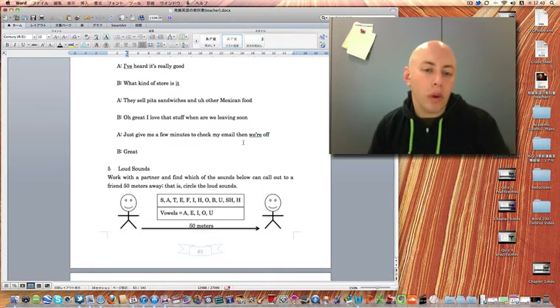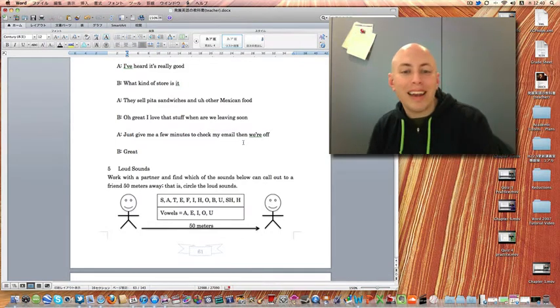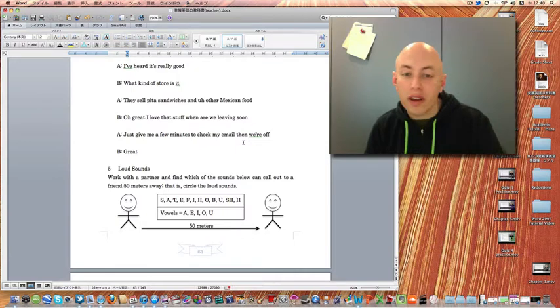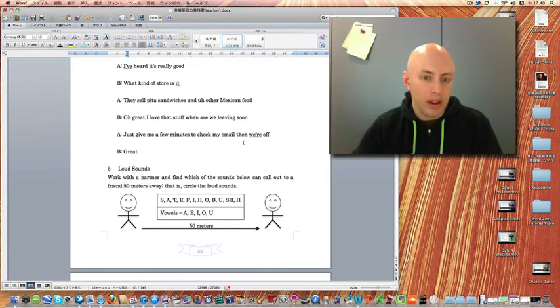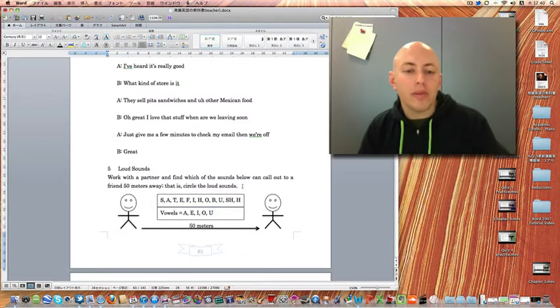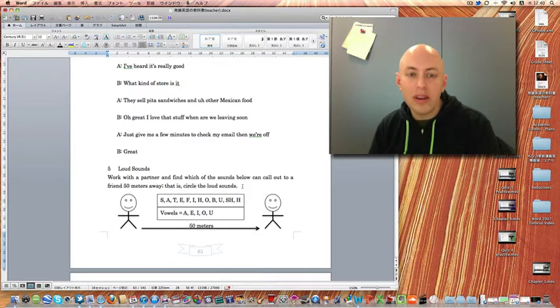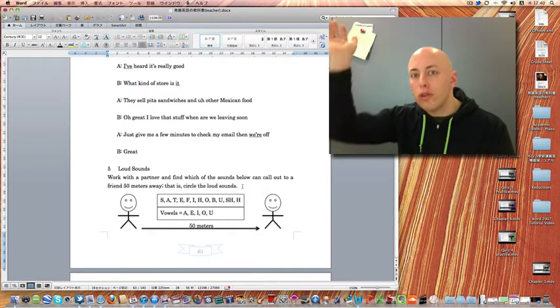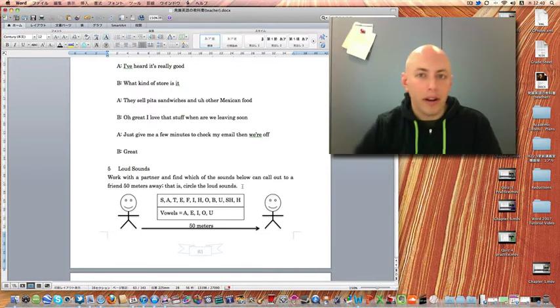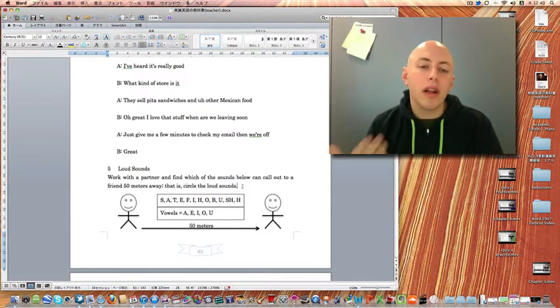This is one very, very quick thing I want you to know, that in English, in fact in all languages, there are sounds that are loud. So in English, these ones are A, E, I, O, U. And these represent a lot of vowel sounds, 15 in fact in English. But these sounds are the vowels and they're louder than the other ones. So we use these sounds to call out to someone a distance away because they're loud sounds.